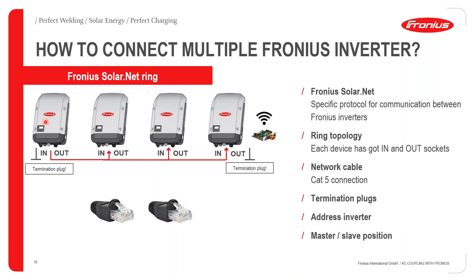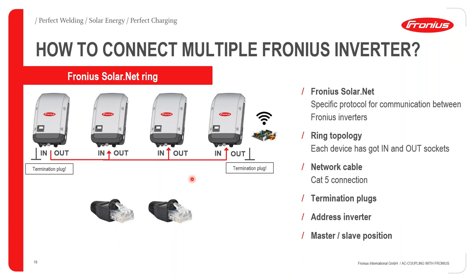So for this example, you have 4 inverters set up. You will start with the first stop plug and then use Cat5 and above cable to interconnect the inverters, as you can see. The out of one inverter goes to the in of the next one, and this continues until you get to the last inverter. For the last inverter, you now have the out plug being the stop plug, as we can see in this case.